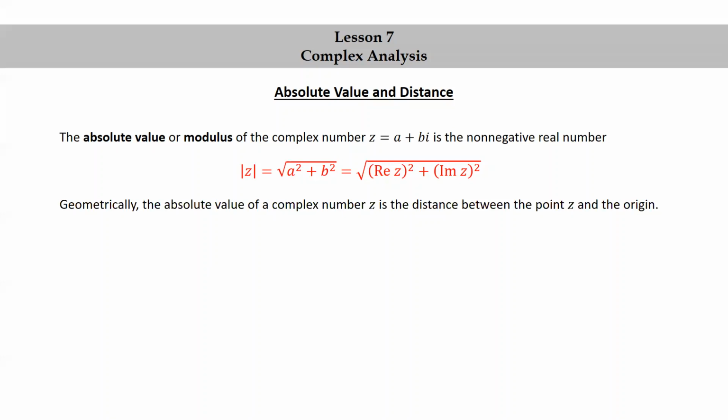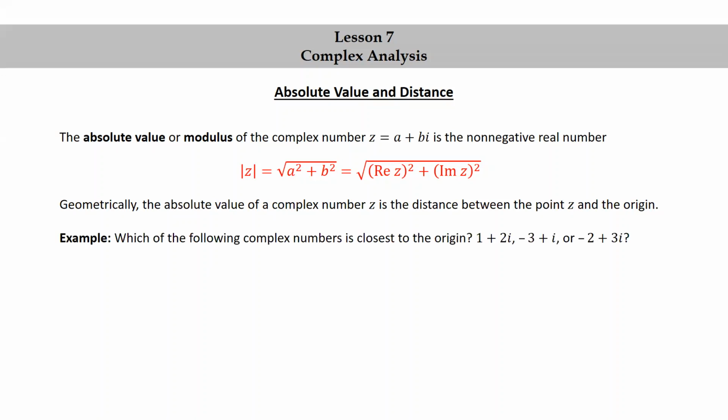Geometrically, the absolute value of a complex number z is the distance between the point z and the origin. Example, which of the following complex numbers is closest to the origin? 1 plus 2i, negative 3 plus i, or negative 2 plus 3i? Well, we compute their absolute values.